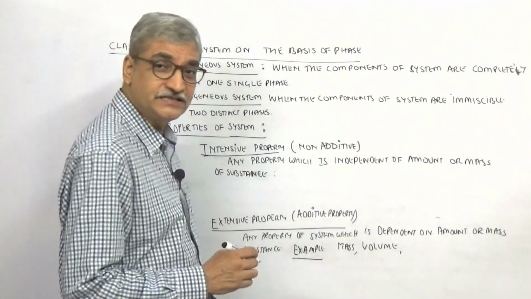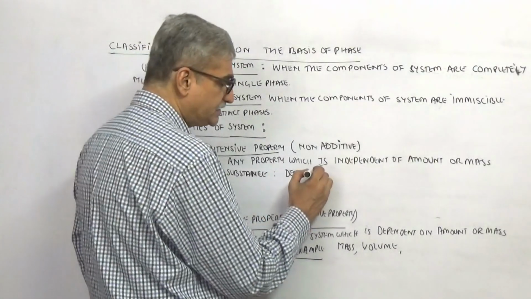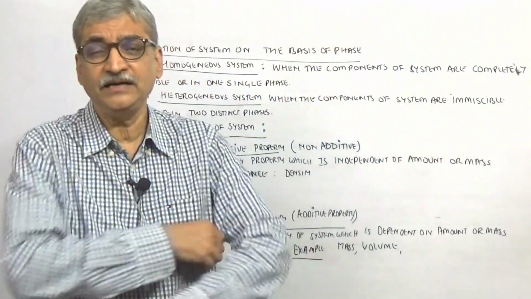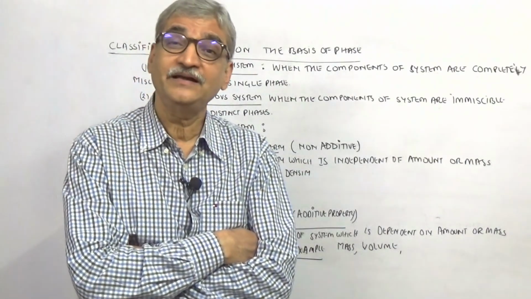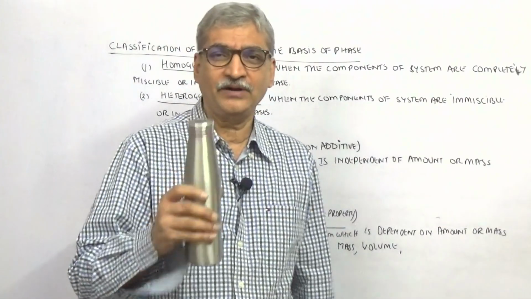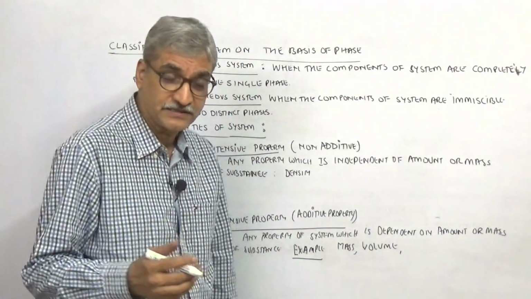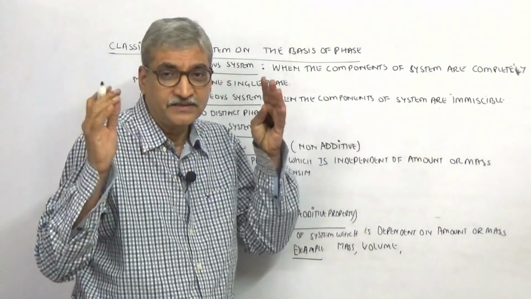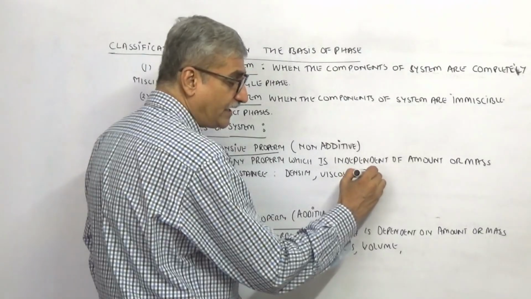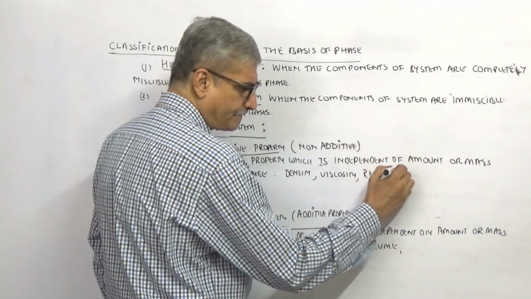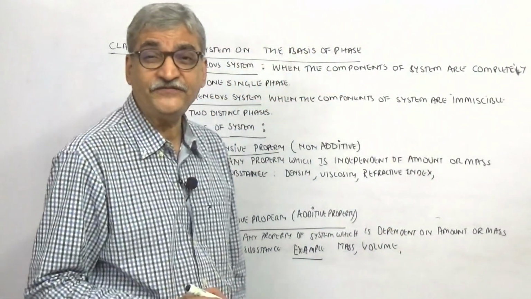Now come over here to intensive property. Look at density. Density is nothing but mass upon volume. Mass is extensive, volume is extensive, but their ratio will be an intensive property. So even if I halve the water, from 1 liter to half a liter, the density will not change. What other properties will not change? That's why I told you, some properties of the system are extensive, some are intensive. Density will not change, viscosity will not change, refractive index will not change, specific heat will not change.